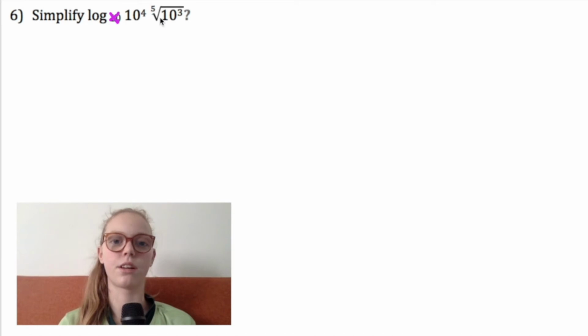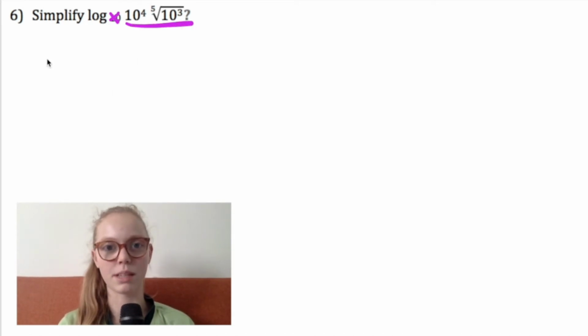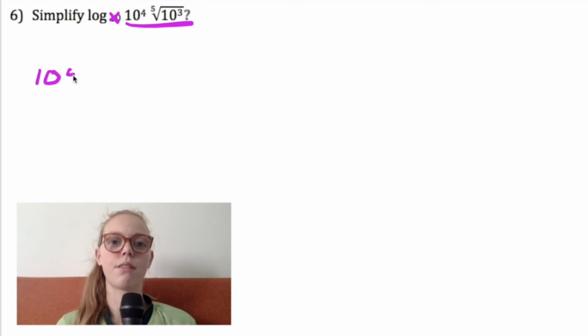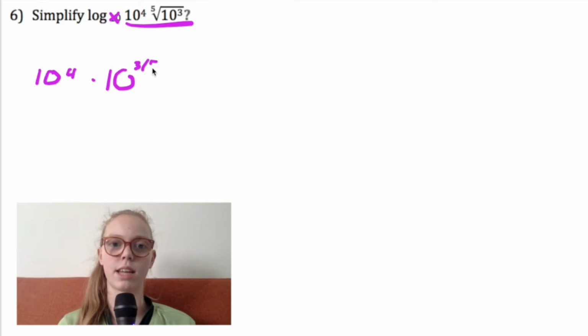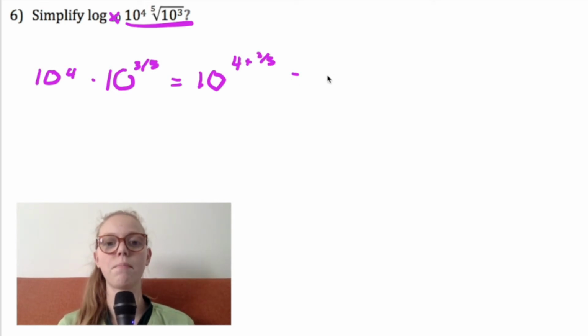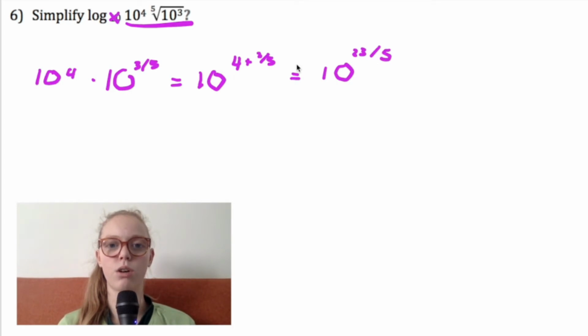Notice that it could just be written log. We don't have to write that base 10. So now let's try to simplify the argument. So we have 10 to the 4th power times 10 to the 3/5, because it is 10 cubed to the 5th root. And then we just add those two together, because when you multiply two exponents together, you simply add them. And we get 10 to the 23 over 5.